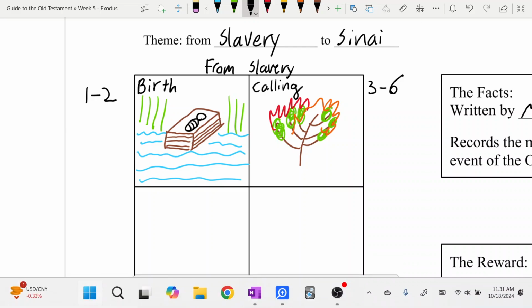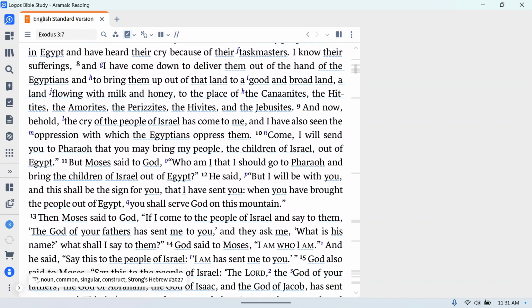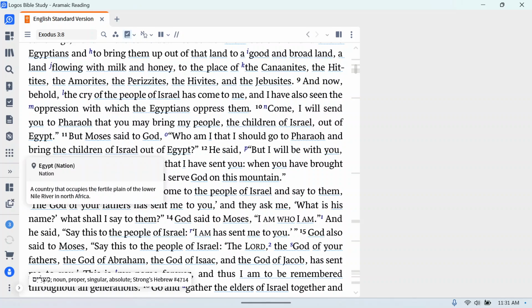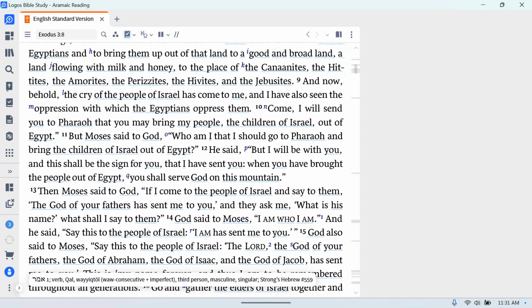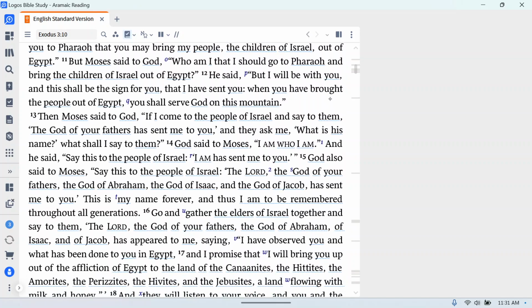And Moses has some objections for him. And we're not going to look at all these objections, but some of them are really important. So look with me here. Let's go to verse 11 of chapter 3. Moses said to God, "Who am I that I should go to Pharaoh and bring the children of Israel out of Egypt?" So Moses doesn't think he's the kind of guy who can really pull off this rescue mission. So he said, "But I will be with you, and this shall be the sign for you that I have sent you. When you have brought the people out of Egypt, you shall serve God on this mountain." So Moses might not have what it takes to bring the people out of Egypt, but God's going to be with him.